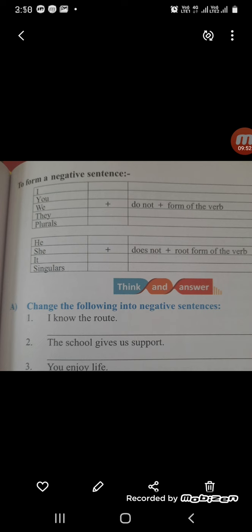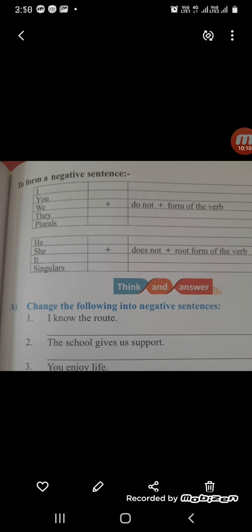Or I don't know the route. The school gives us support. Negative, the school does not give us support. So did you understand, we add not. So in this way we will be doing all the exercises, children. So I hope you have understood this.